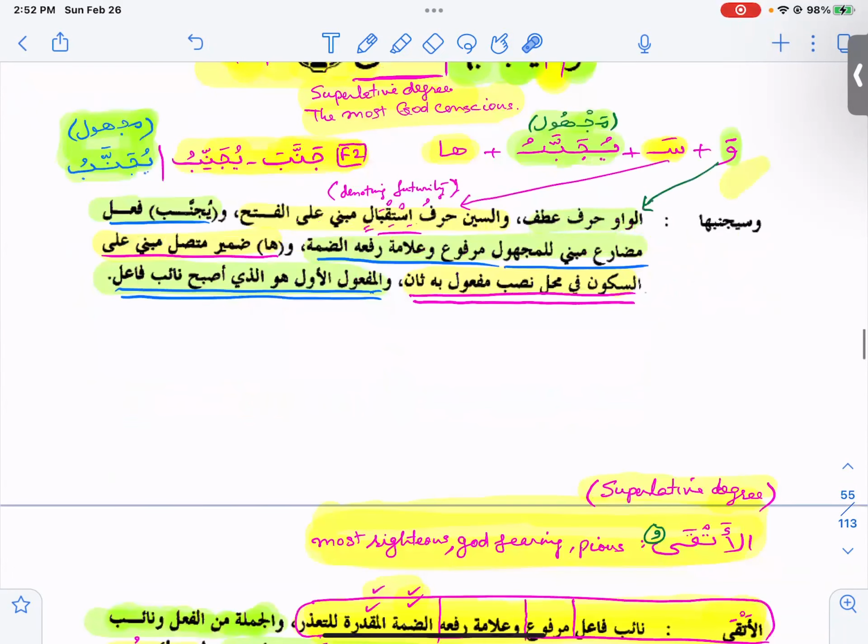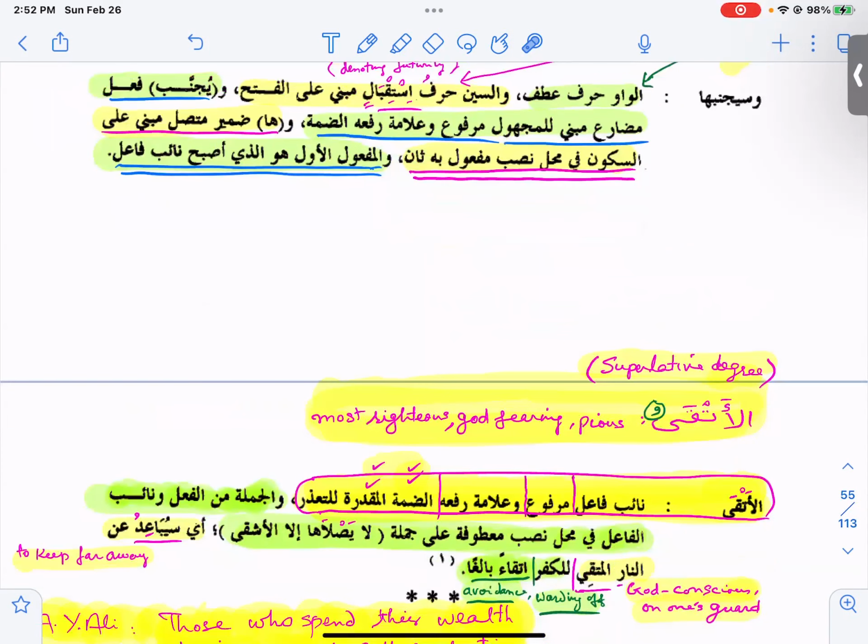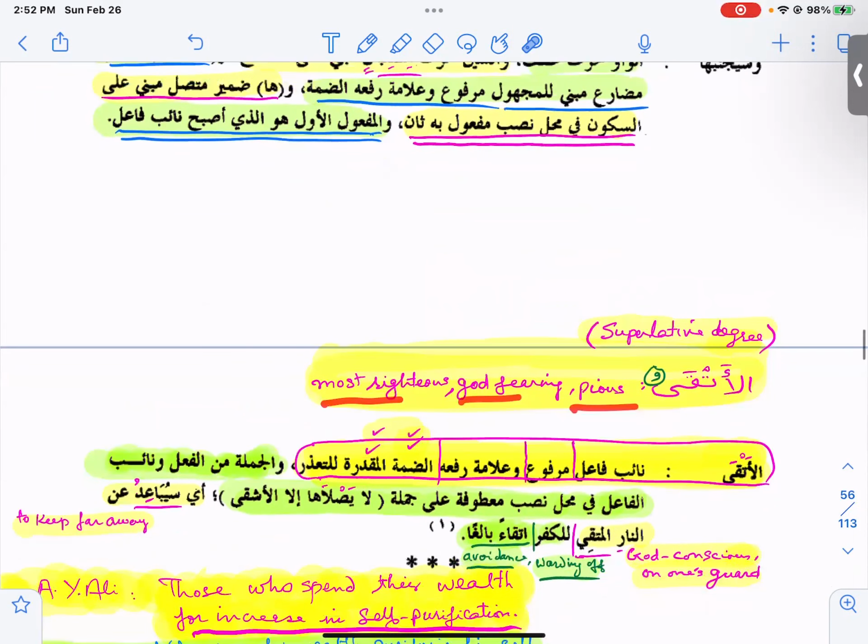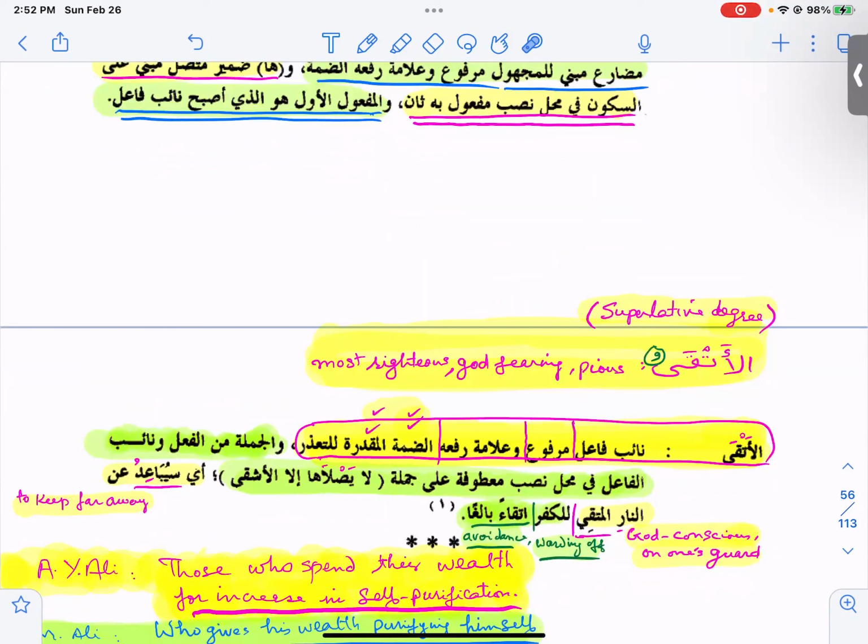Please remember. Al-atqa, superlative degree, atqa, most righteous, God-fearing, pious. Al-atqa, na'ib fa'il. Now he is the na'ib fa'il. He was a regular fa'il. Because of majhul, he became na'ib fa'il. Marfu', wa alamatu rafihi dammatun muqaddara, li ta'adhdhur. Difficulty. Wa jumlatu yujannabu min fi'l wa na'ib fa'il fi mahalli nasb ma'tufun 'ala jumla.